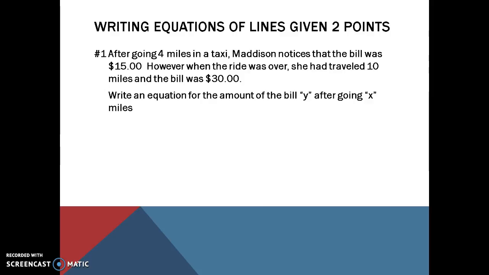After going 4 miles in a taxi, Madison notices that the bill was $15. However, when the ride was over, she had traveled 10 miles and the bill was $30. So can we write an equation for the bill, which is y, after going x miles? So we don't have a slope in here, but what we do have is 2 points. We know that after 4 miles, the cost was $15. That's 1 point. We also know that after going 10 miles, her overall cost was $30. And so we have 2 points here.